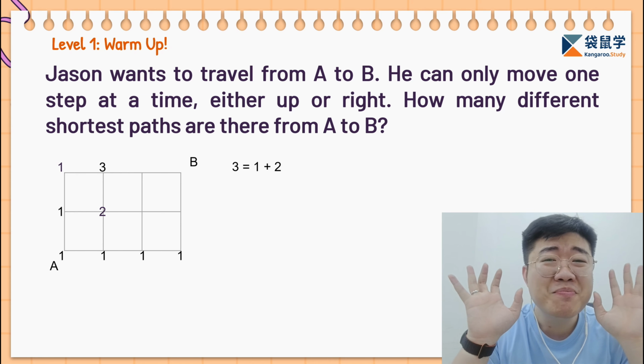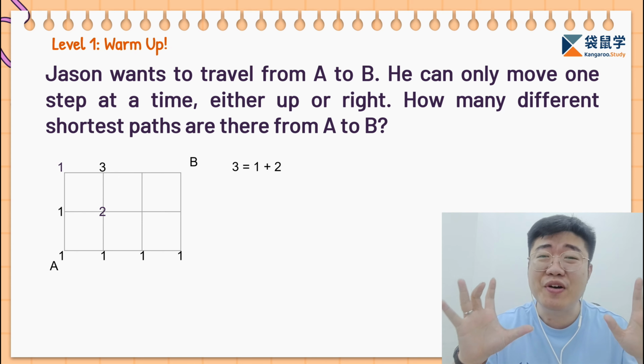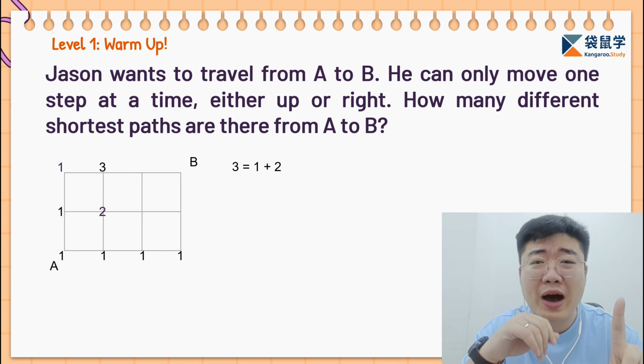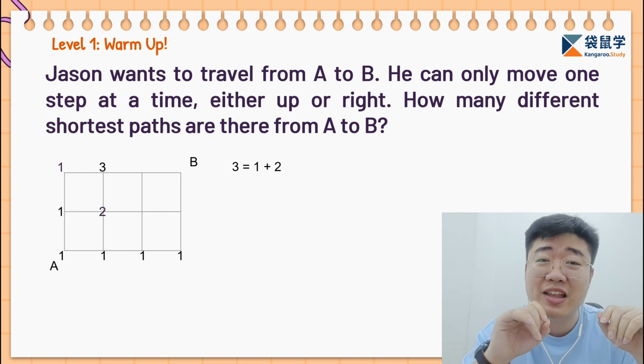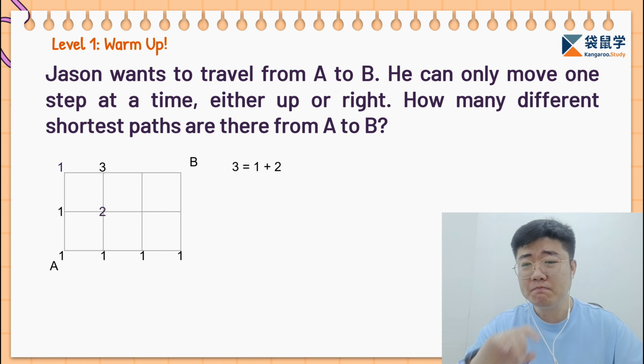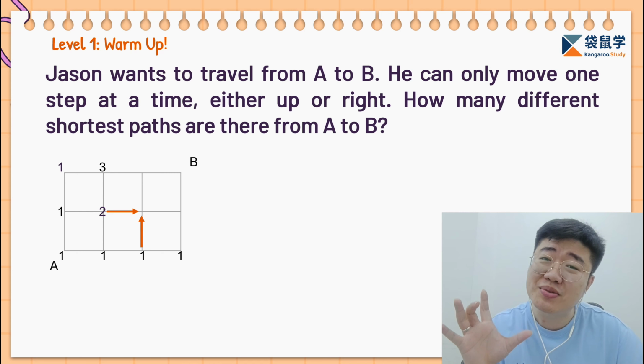You know why? Because we can apply this to all the other cases. And for all the other cases, we look for one step that's before the destination point. And by adding those together, we get the number. So let's take a look at this one. This will be 2 plus 1.